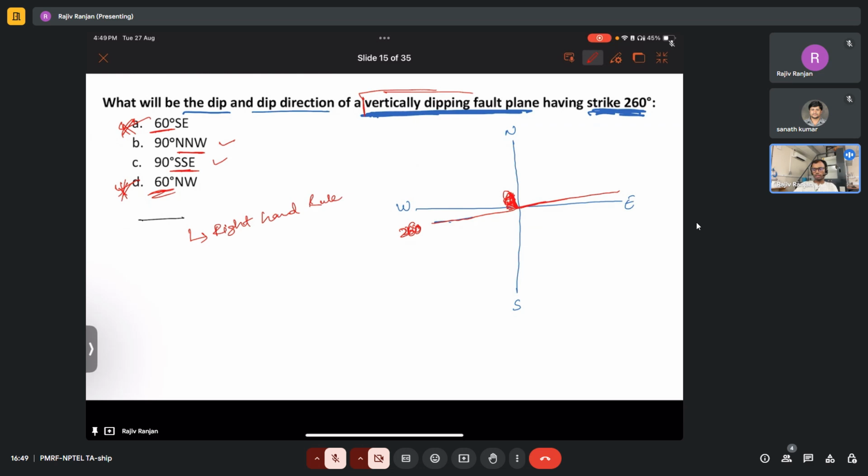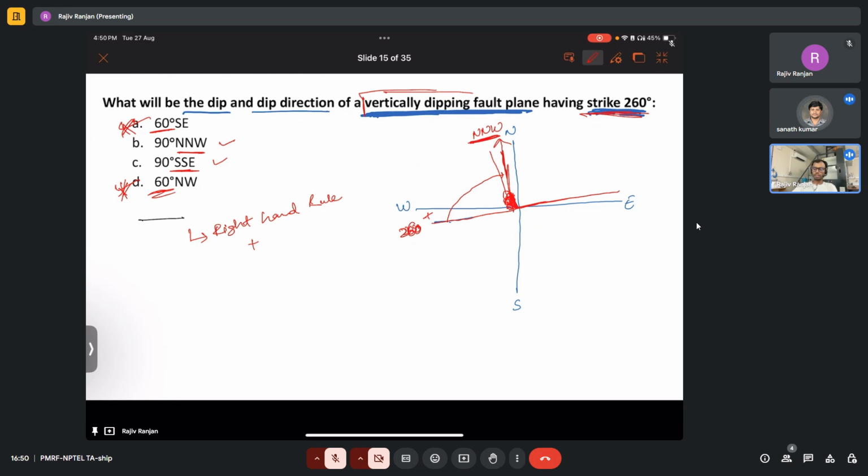So the right hand rule says that if you have the strike direction, what you should do is add 90 degrees, and you will get the dip direction of the plane. Here we have been given 260 degrees as the strike. So try to add 90 degrees to this. What will happen? It will go somewhere like this, very close, right? So this is north northwest, right?